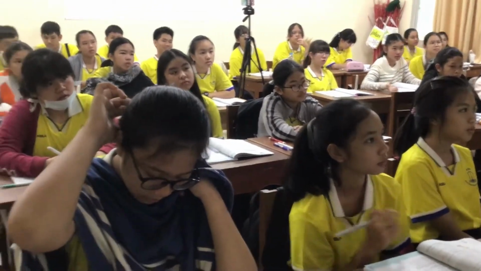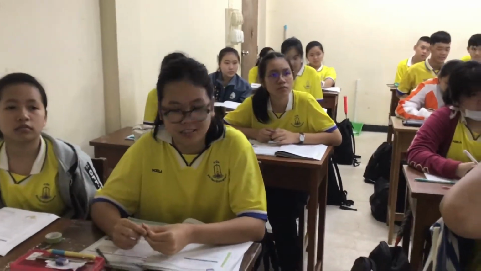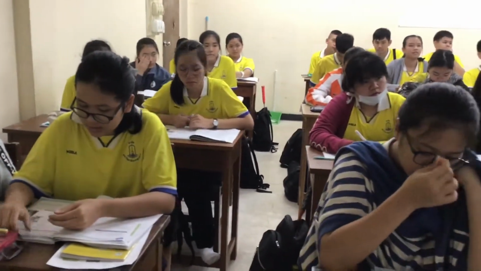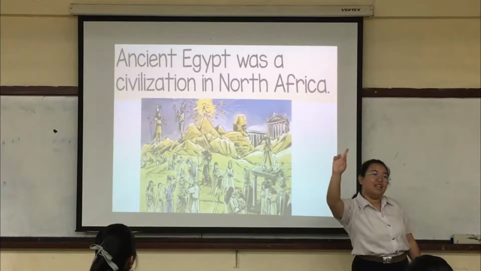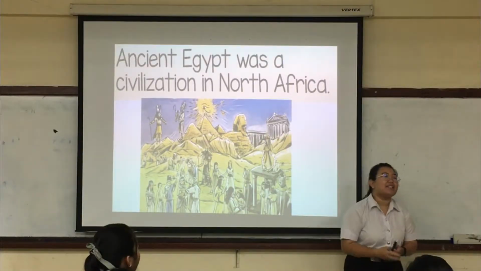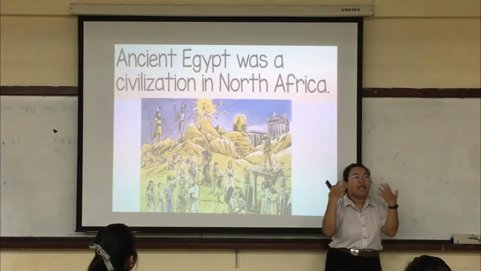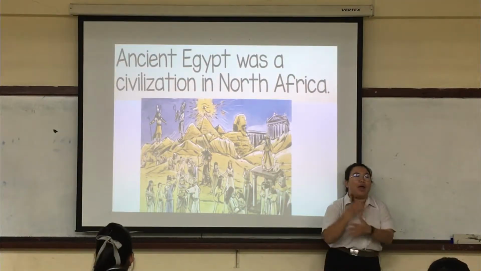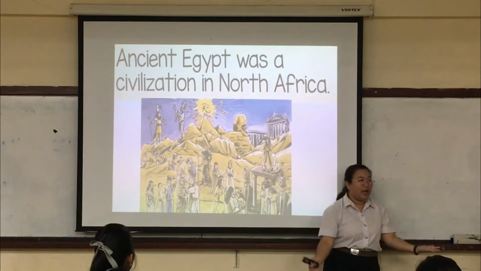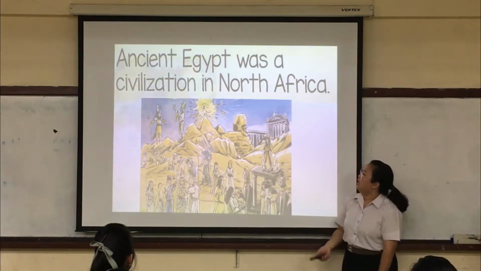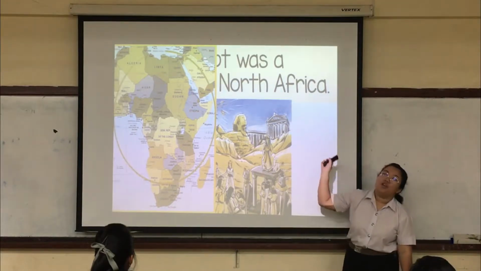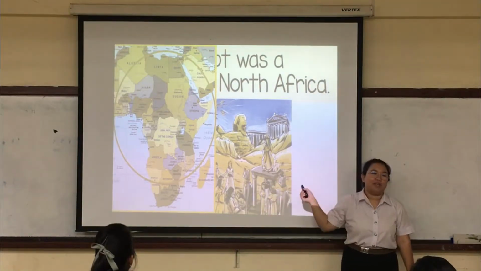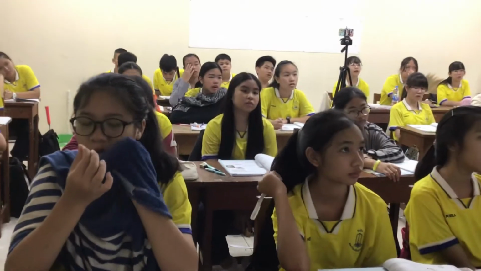King and queen. And they sometimes have their own language. They will have things that they invent. So is it in North or South Africa, ancient Egypt? North Africa.